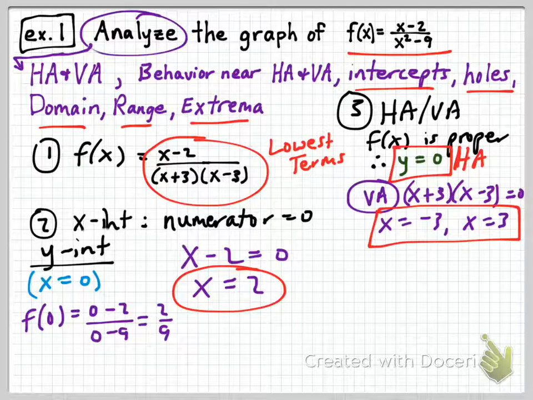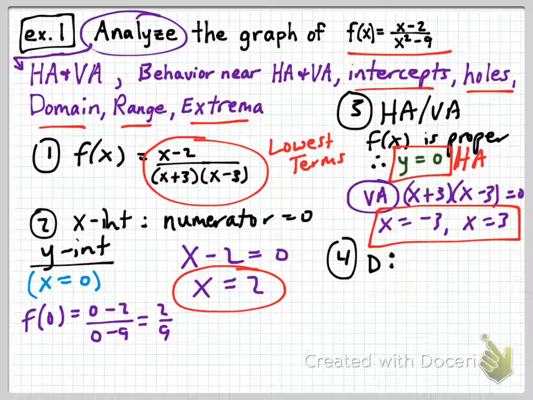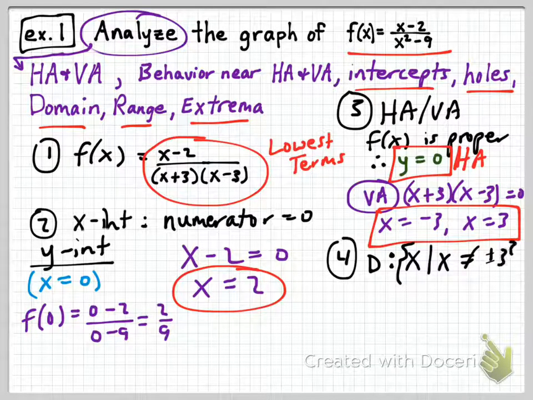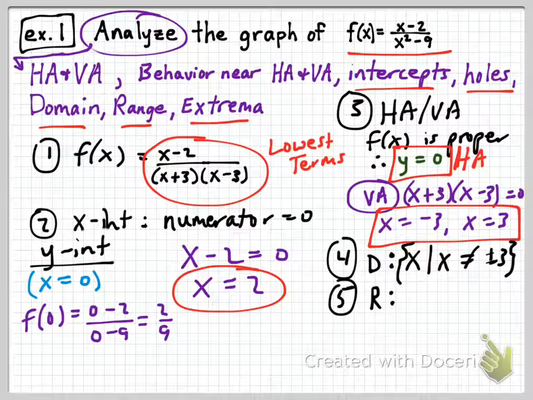Now, the other part here is we want to figure out what the shape of the graph would be, the behavior near the horizontal and vertical asymptotes, and then domain and range. Let's talk about the domain and range. Domain would be all real numbers x such that x cannot equal plus or minus 3, because that's what initially makes the denominator equal to 0. And the range, well, let's determine the range after we graph this function.